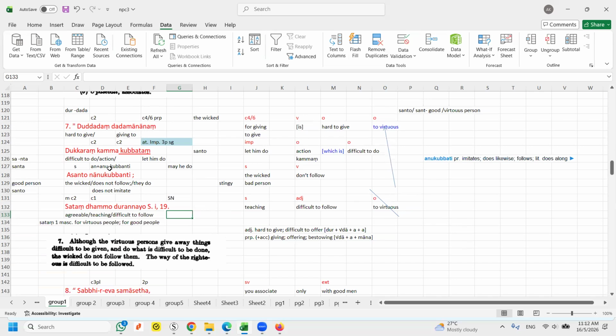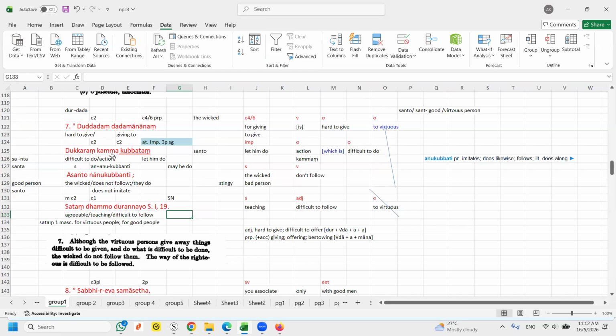No, cannot. Because this one is the verb. This is the verb. And this one is imperative. Imperative, but it's a past participle accusative, right? No, it's imperative. That means let him do.